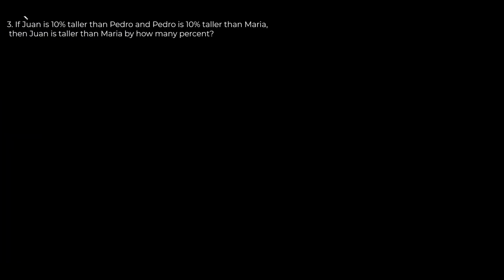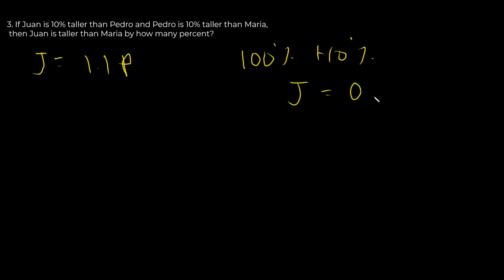If Juan is 10% taller than Pedro, and Pedro is 10% taller than Maria, then Juan is taller than Maria by how many percent? So, J, si Juan, is 1.1p. Kaning 1.1, that is 100% plus 10%. Okay? If, for example, inyong gisulat is J is 0.1p, mali ni siya because kanina equation, giningon niya that ang height ni Juan is only 10% of Pedro, which is mali. So, dapat 1.1 ang ibutang.